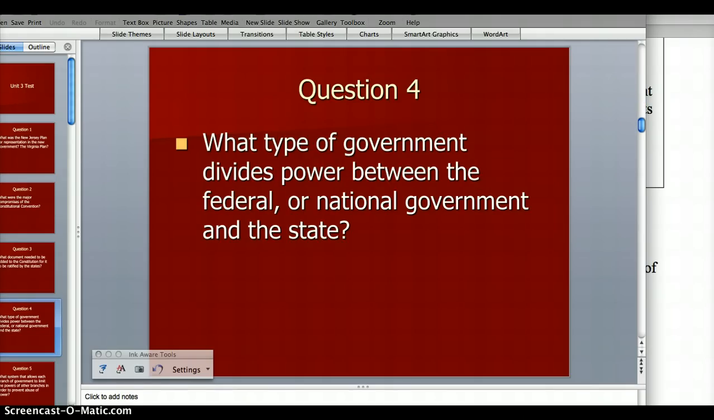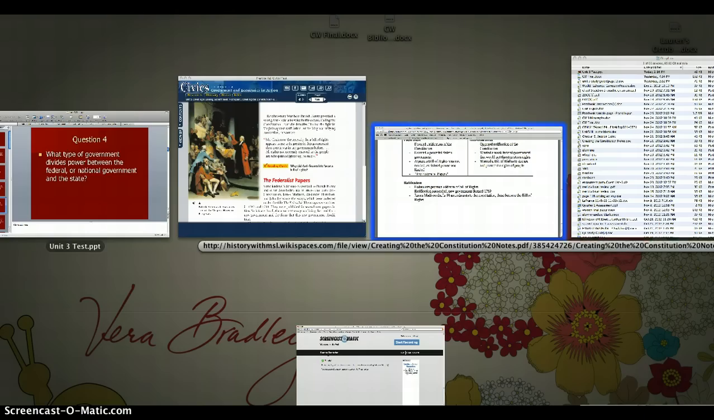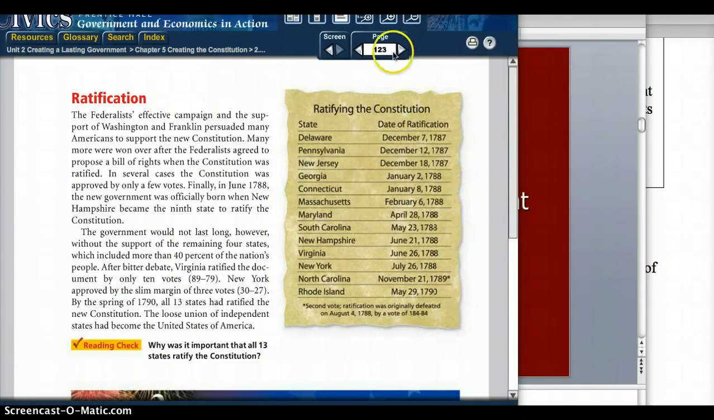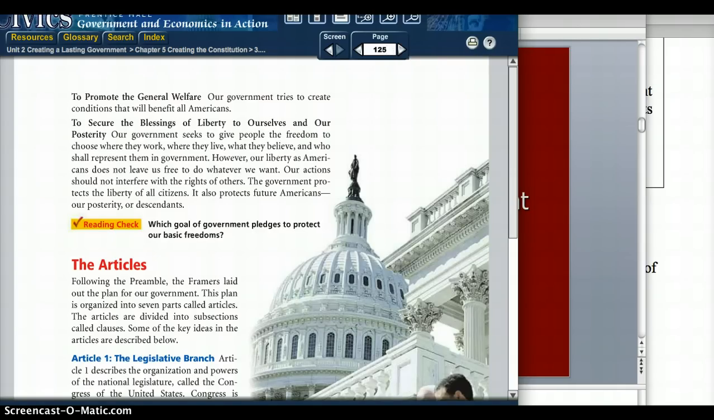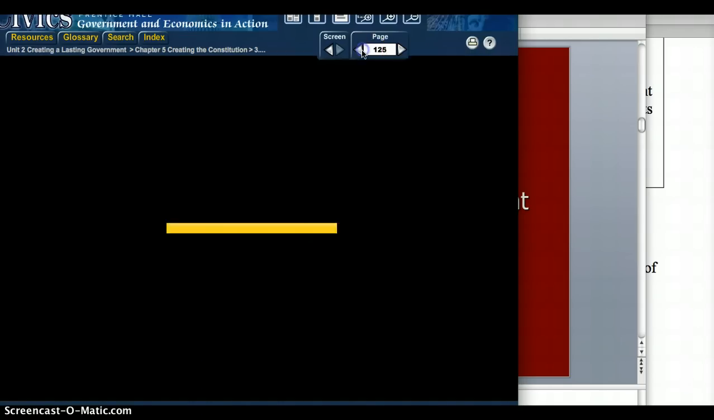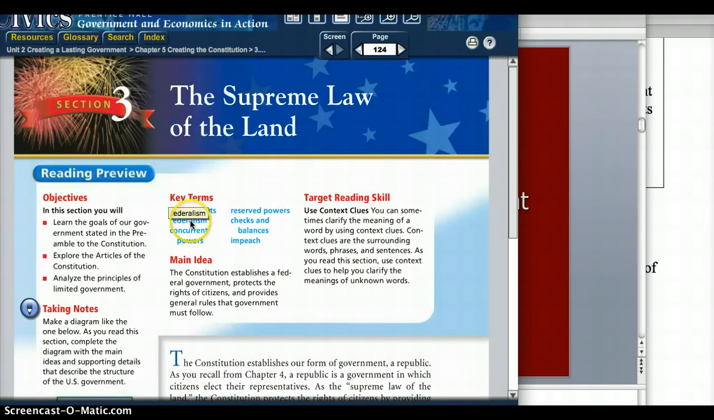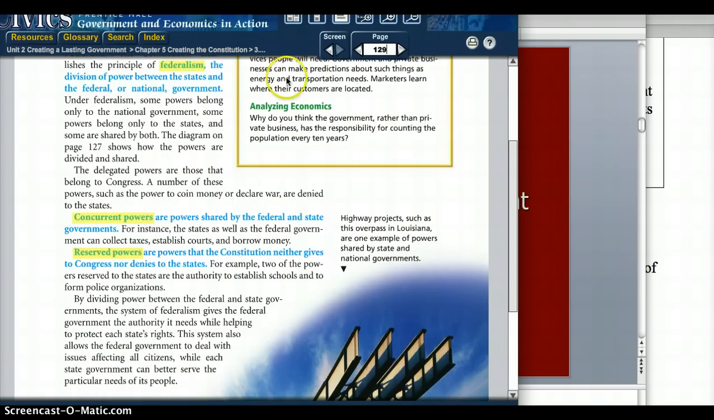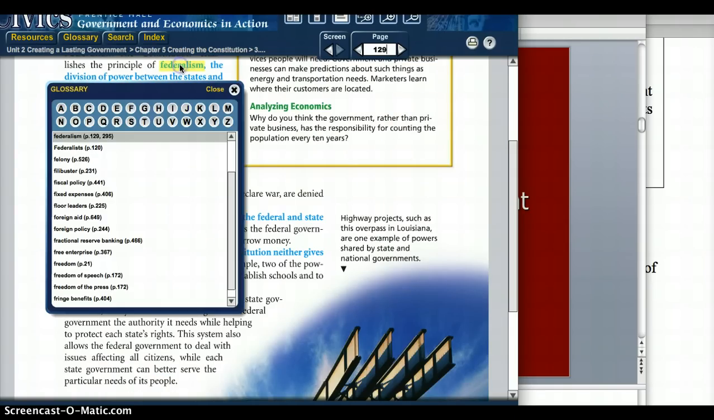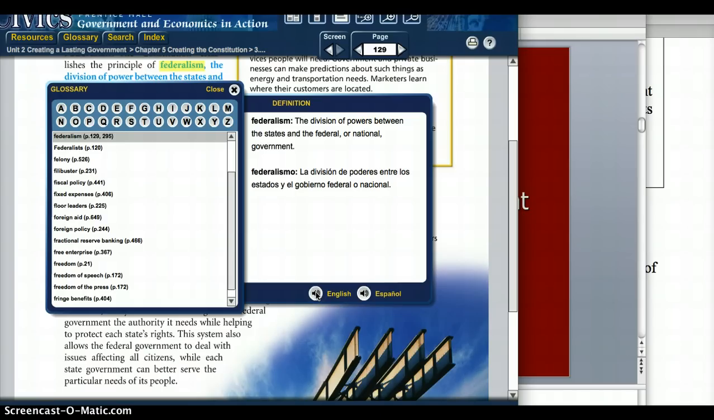Number 4, what type of government divides power between the federal or national government and the state? This is going to be talking about federalism. So we're going to go back to our textbook, and on page 124, and I know federalism is the answer, so I'm going to click that, and it's going to take us to our page about federalism, and again you can have the book read it to you. "Federalism. The division of powers between the states and the federal or national government."